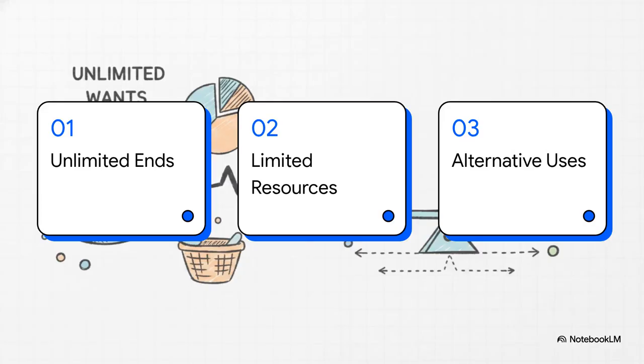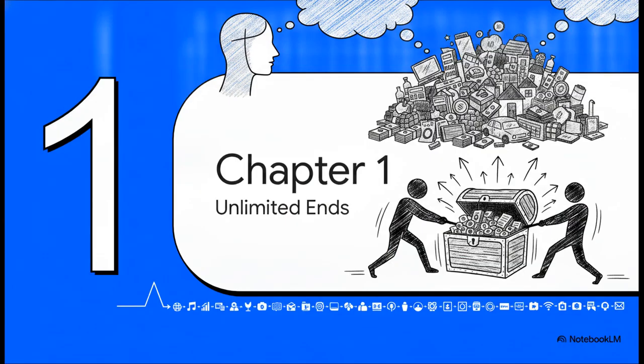To wrap our heads around this, we're going to break things down into three main pillars. First, unlimited ends. Next, limited resources. And finally, alternative uses. Starting off with Chapter 1, Unlimited Ends, or basically, our wants.